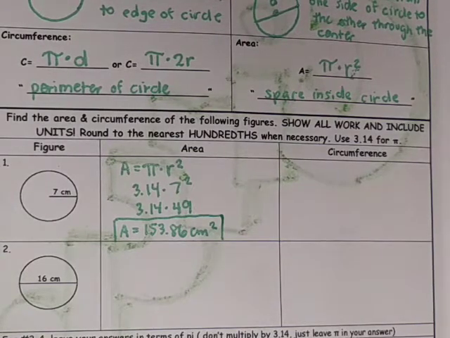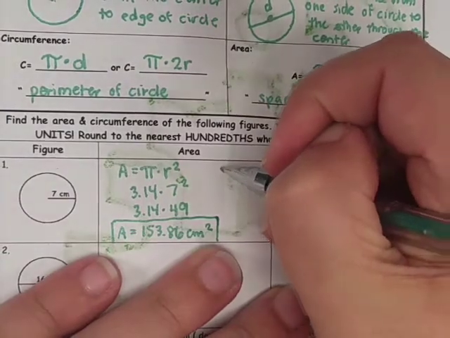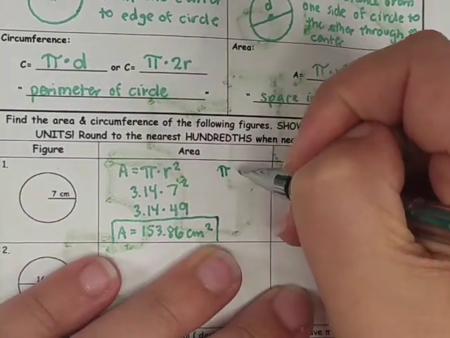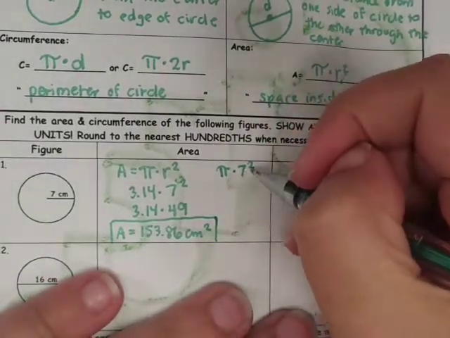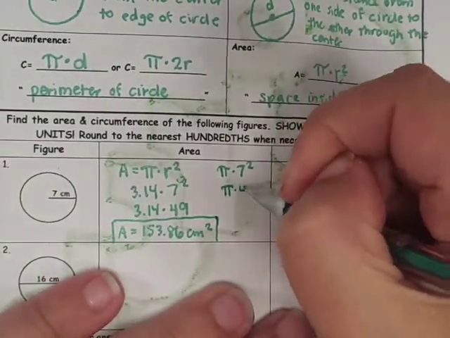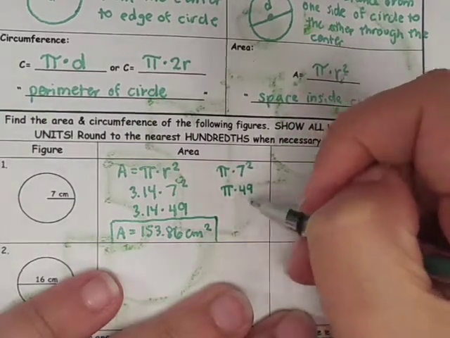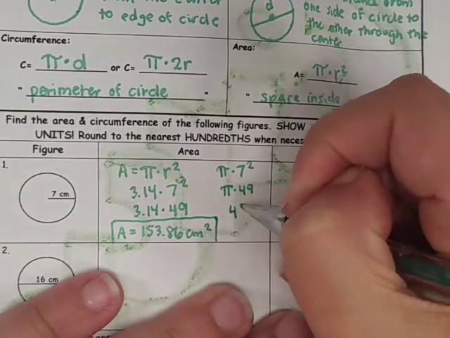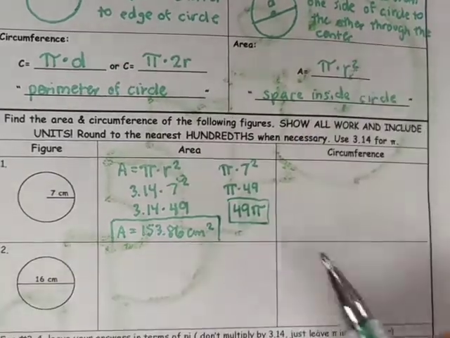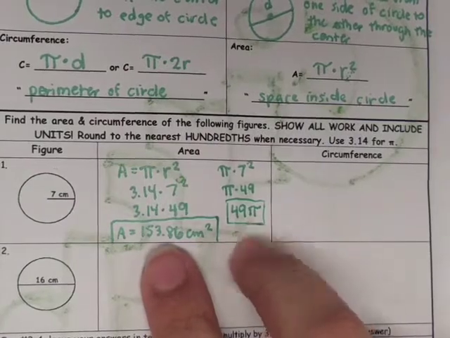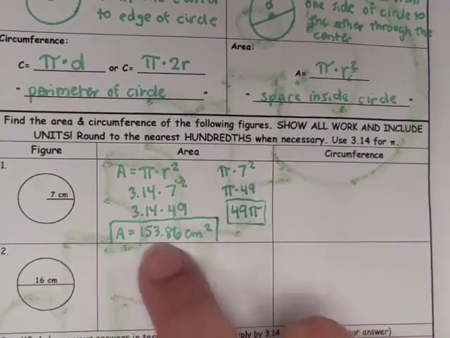Now, there might be some questions that you guys have in this unit where it says leave in terms of pi. So this is what they mean by that. If they say leave in terms of pi, what you do is you leave the symbol alone. Don't change it to 3.14. Still write in your radius, and this is 49. So this is pi times 49. And then that is your answer. But you're going to write your number first. So 49 pi is another way to write this area. So these two mean the same thing.